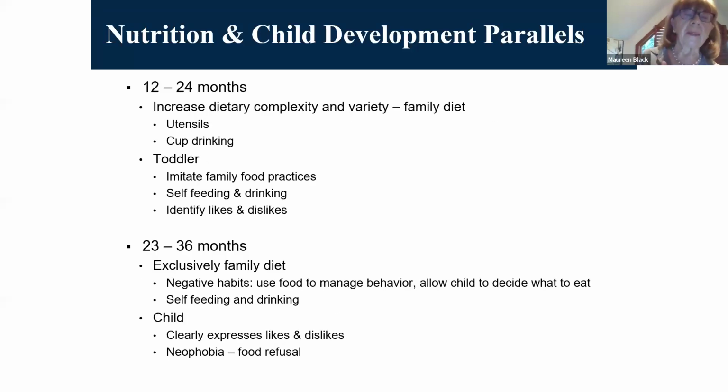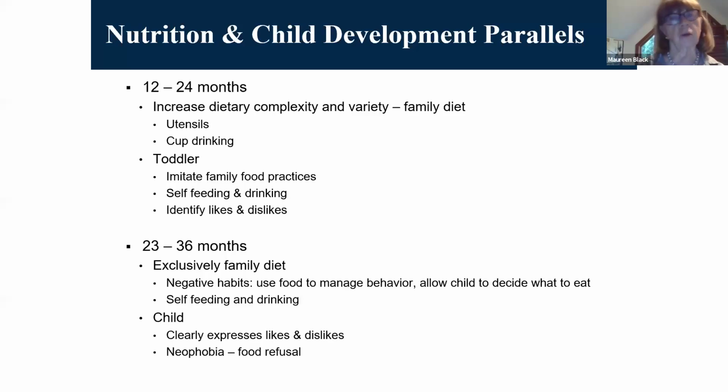Next. And then 12 to 24 months, when they're age 1, the dietary complexity increases as they're then introduced to the family diet and to some utensils or however one is eating in that culture and starting to drink from cups. And a toddler, in their development, is interested in imitating family practices, self-feeding and drinking, and can tell you what they like and what they don't like in a way that you can understand. And then 23 to 36 months, this is when children are age 2. Well, they're exclusively at the family diet, and it's a huge temptation for negative habits, such as using food to manage behavior, allowing children to decide what to eat.